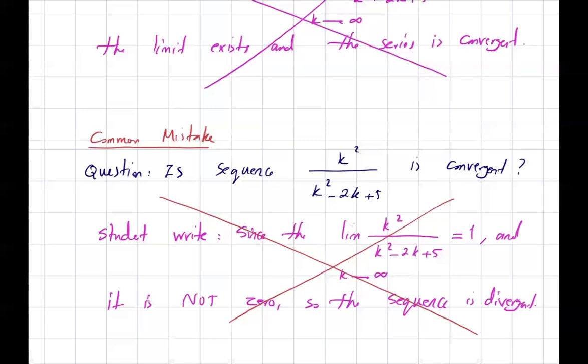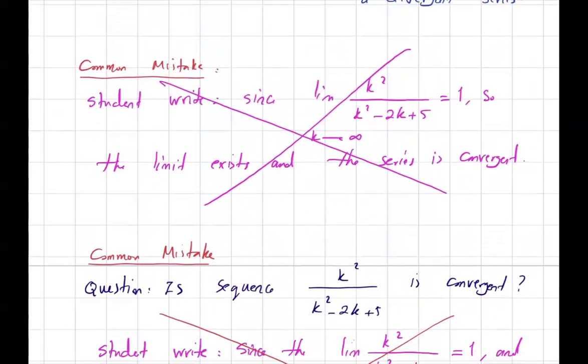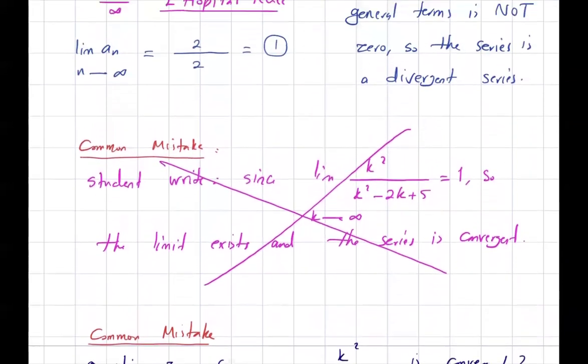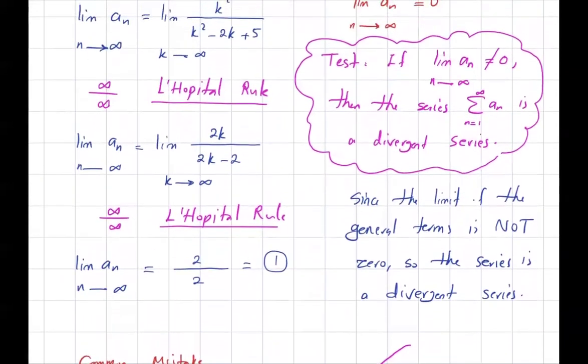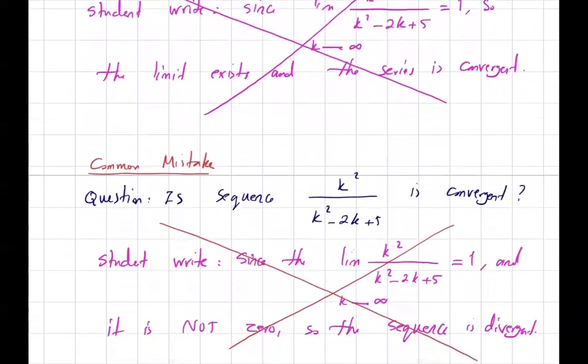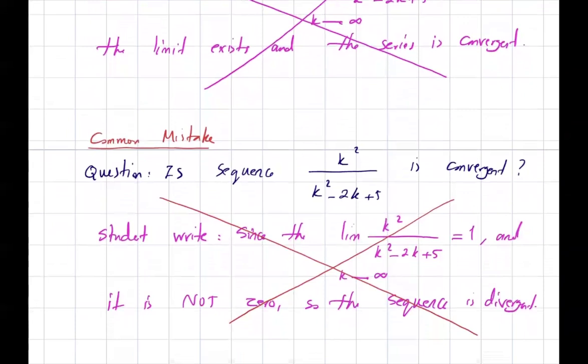So students answer the wrong question. In the first common mistake, the student writes, since the limit is equal to 1, so the limit exists and the series is convergent, which is not correct. The convergence test for a series says that if the limit of the general term is not 0, then the series is divergent. And the second type of mistake that we see on the exam is we give them a question about a sequence. We say, hey, is this sequence a convergent sequence? And then they take the limit is 1. So you can say that, hey, the sequence is convergent, and then answer the question about series. There is no series involved here.